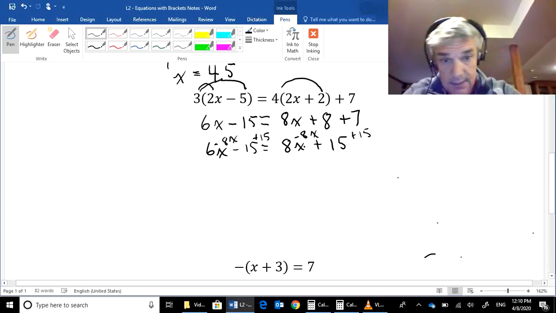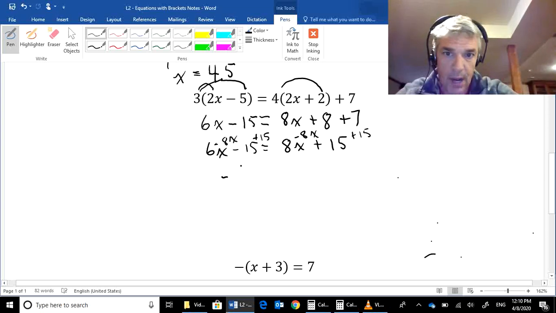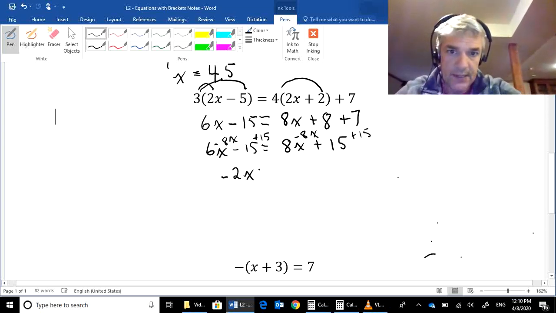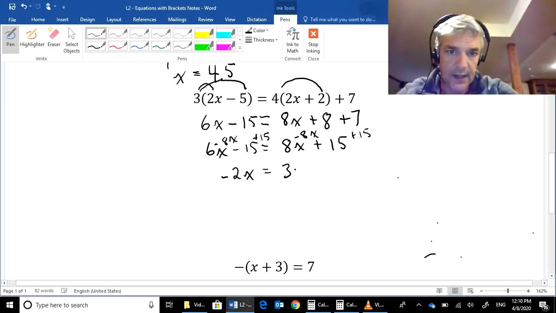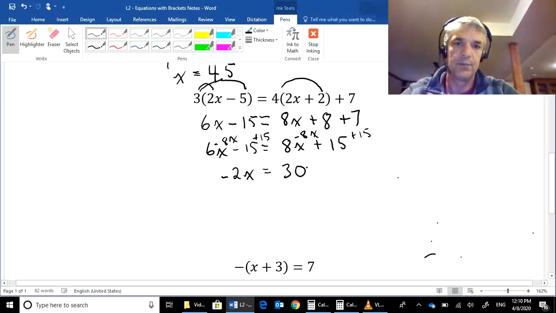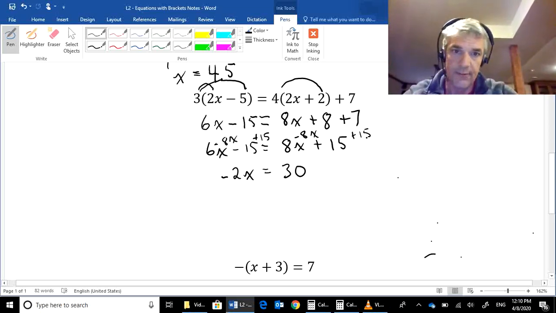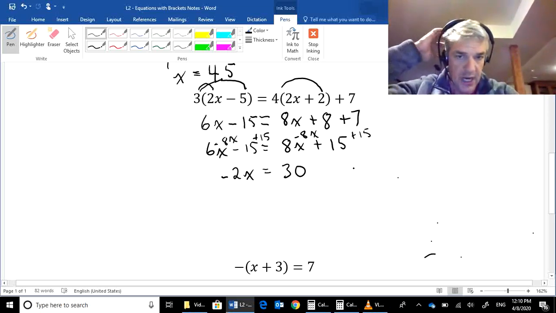8x minus 8x, nothing. That's 0. But 6x minus 8x is not 0. That is actually going to work out to be minus 2x, and that is going to equal the 30 here from 15 plus 15. And so I end up with this wonderful equation. This one looks really different. This is where we see some real big changes here.